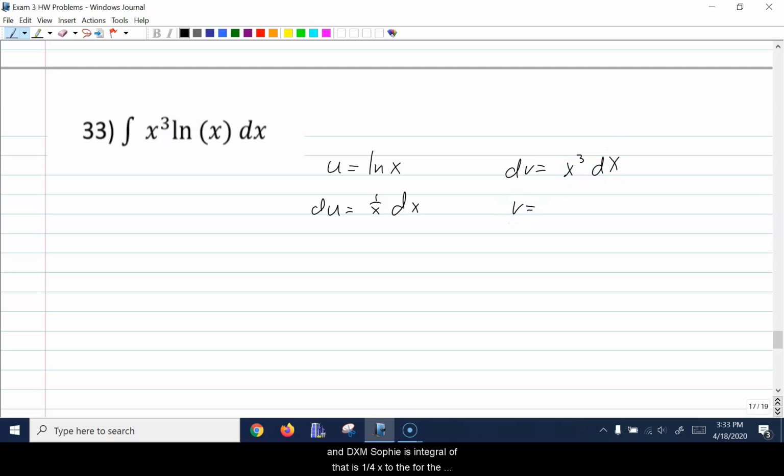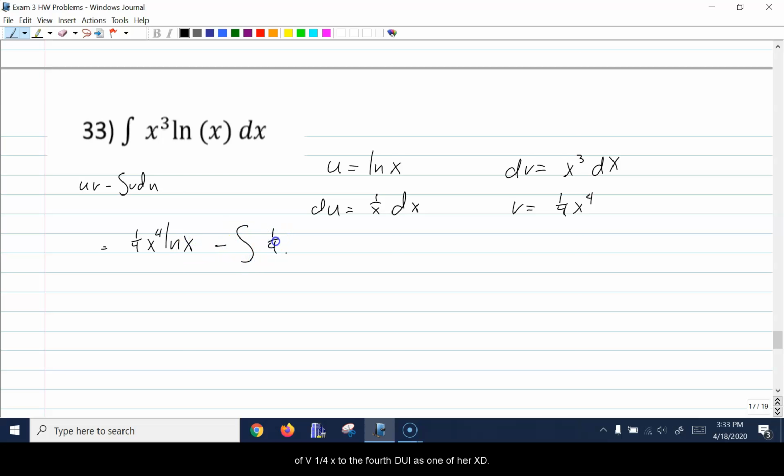So v, the integral of that, is 1/4 x to the 4. We could put a plus c there, we usually don't want to. I want uv minus the integral of v du. uv is 1/4 x to the 4th natural log x, minus the integral of v, 1/4 x to the 4th, du is 1 over x dx.